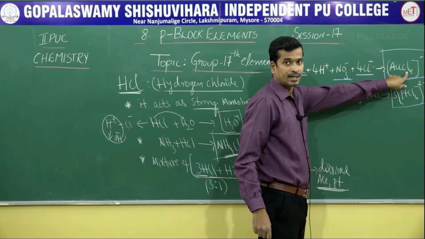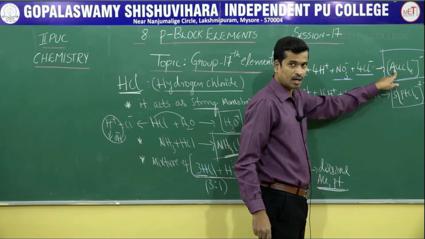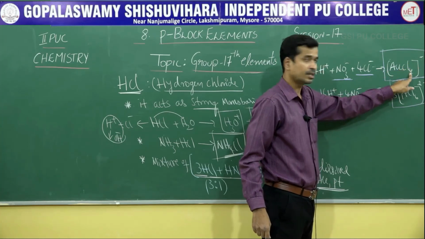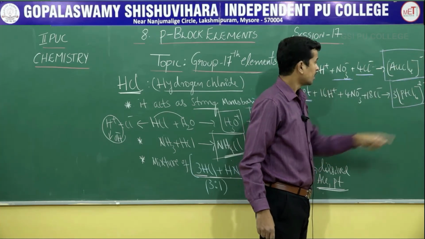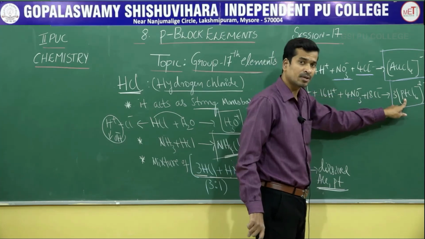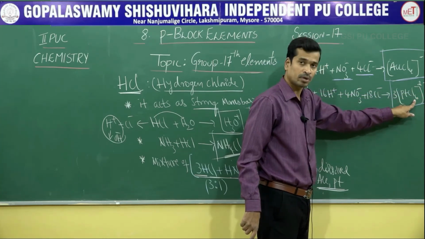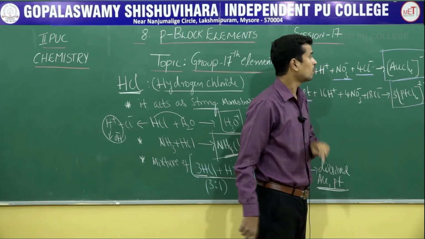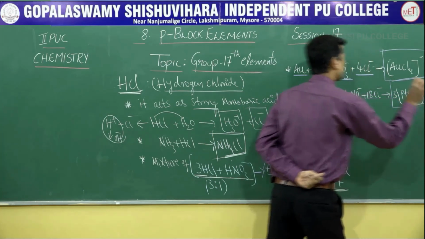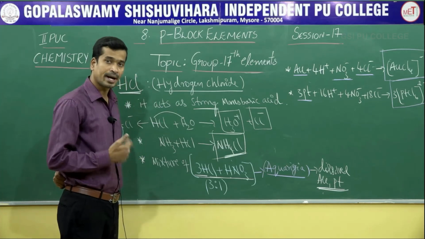How many Cl are there? Four. Tetrachloridoaurate, because it is an anionic complex: tetrachloridoaurate(III) ion. And here there are 6, hexachloridoplatinate, because it is an anionic complex: hexachloridoplatinate(IV) ion. That is the reason for the solubility of the noble metals like gold and platinum in aqua regia.